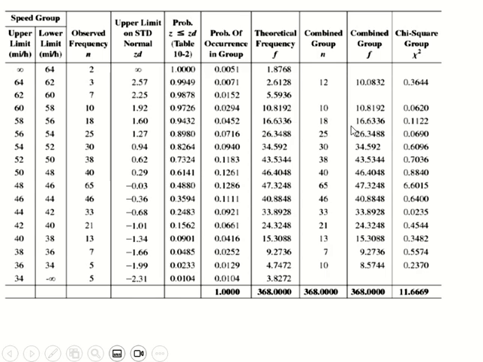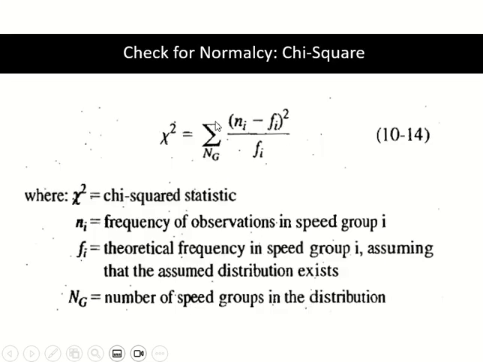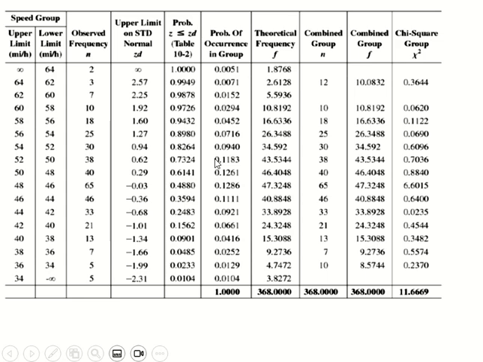Now I can do this. For each group I will do n minus f, n minus f square upon f, and I will do the summation in the end. So this is for each group and this is the summation.